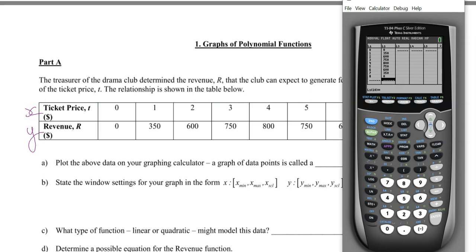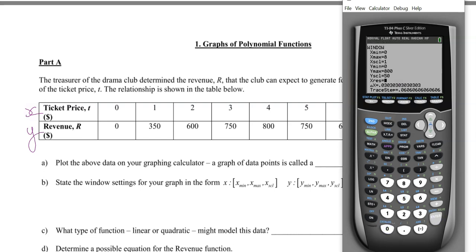If we're going to plot stuff, we need to set a window. Remember way back when we did the early review sheet, we set a window. For our window, we're going to say our ticket prices go from 0 to 8, and we'll go by 1. That fits because this goes by 1. Our revenue goes from 0 to 800, and let's go by 50s, because we see a 750 there.